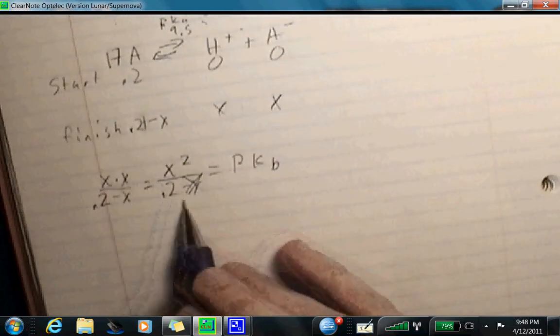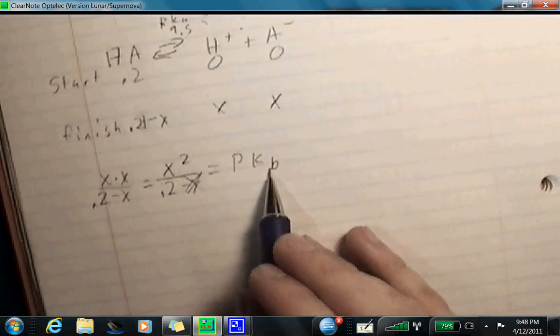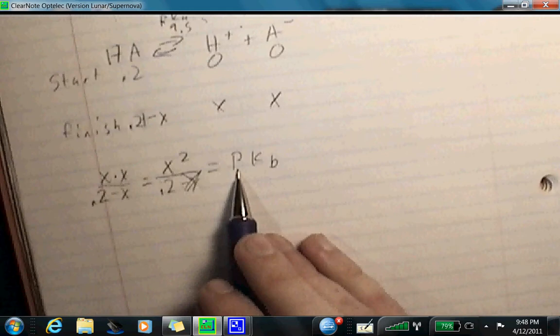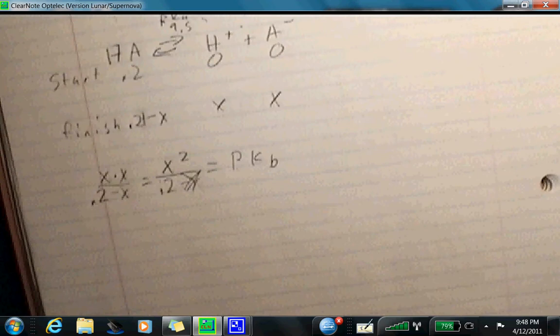If you want, you can multiply this by the bottom by this pKb, subtract the x squared, and do your quadratic formula, or quadratic equation. And you actually end up with about a 0.0001 difference. So the only real difference is you're wasting about 5 minutes of your time.